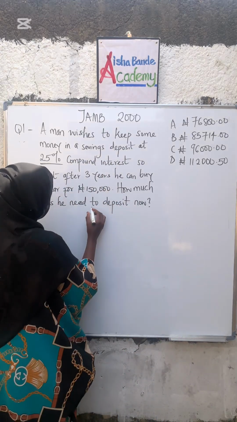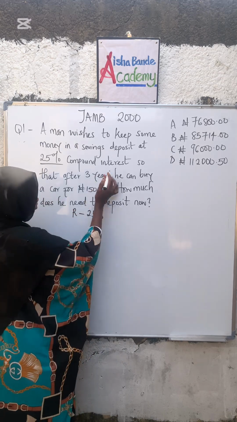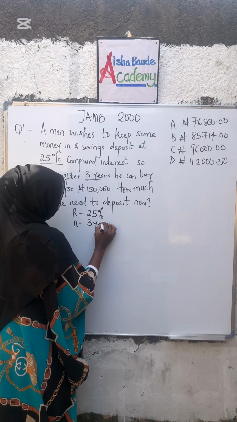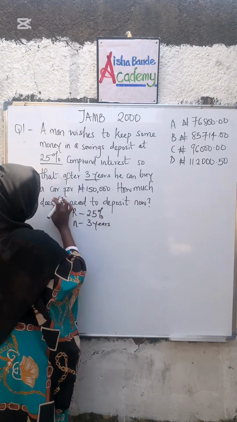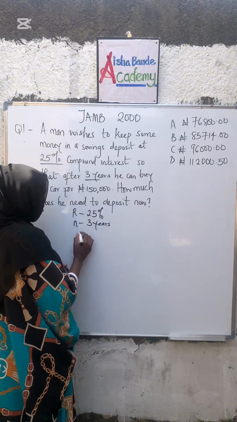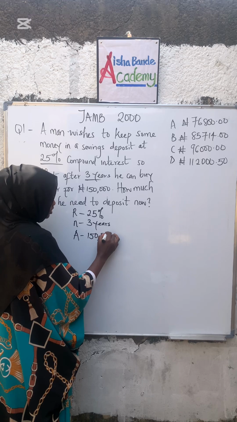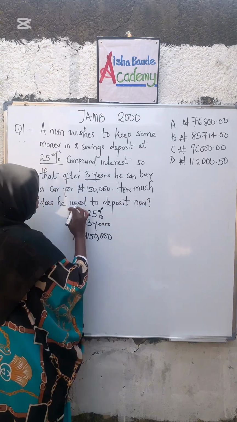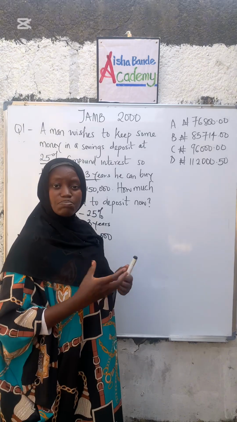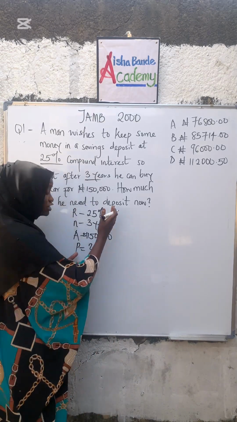So let's begin. We have the value for the 25% here, which is the value for R. With them after 3 years, N is the value for 3 years, and it says you can buy a car for 150,000 naira. Okay, so that is the value for A, which is 150,000 naira. So how much does he need to deposit now? Means we are looking for the value of P, which is the principal. So we are going to look for P. So these are the parameters.